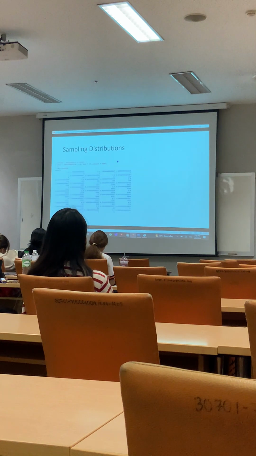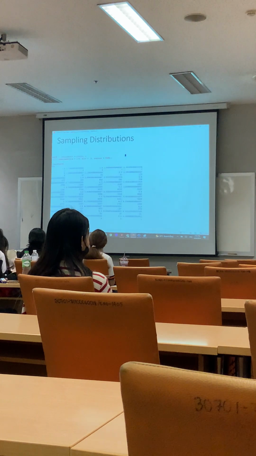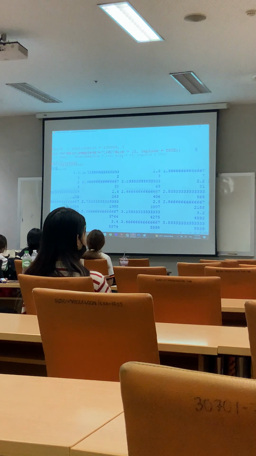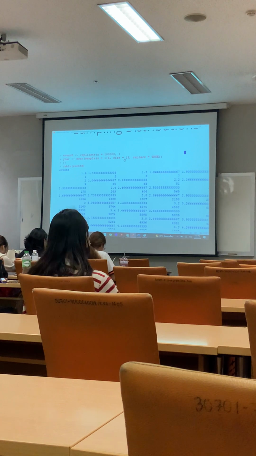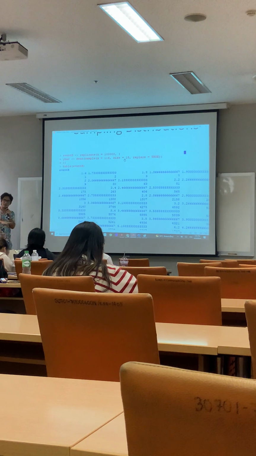Now, this is when I increase the replication to be 100,000. Sorry, it's the same 100,000, but the sample size is 15. So before, I only threw the dice 2 times, so I collected the observation only 2 times, and then I calculated the sample means, right? Now, we increase the number of observations, so instead of throwing the dice 2 times, we throw the dice 15 times and then find the sample mean.